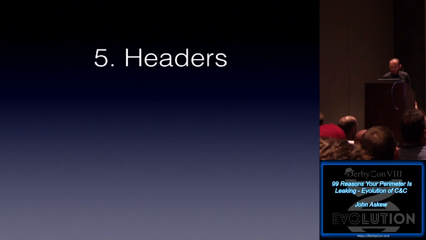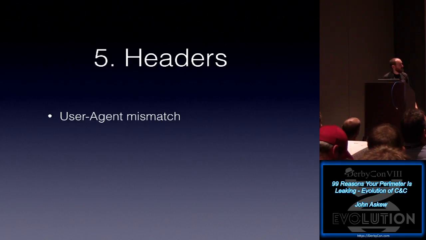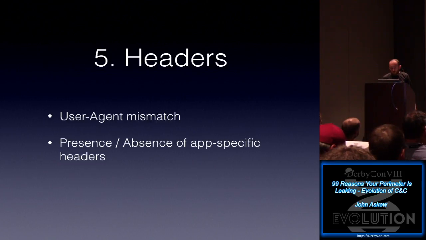Headers are another good place to look. User agent mismatches are a great place to look for differences. Certain applications use particular user agent headers, and attackers can know that as well, but it's a good place to look for potential abuse.